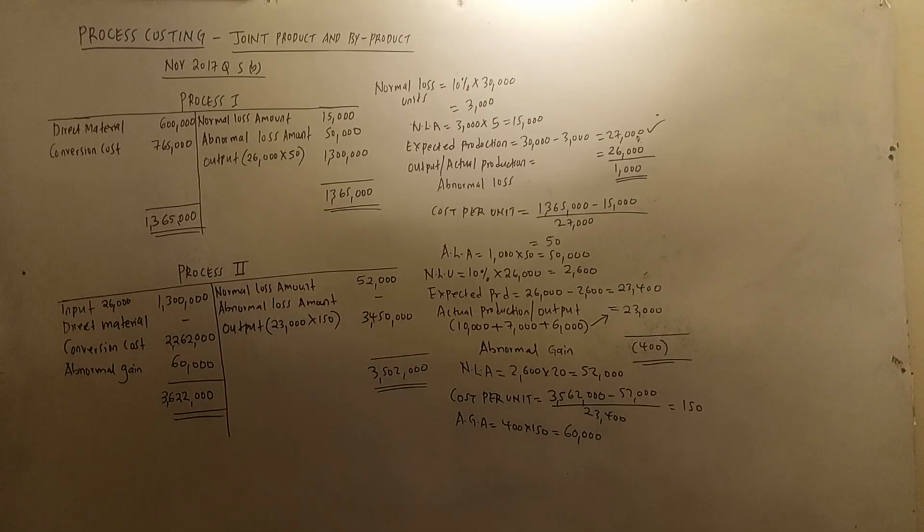Then 26,000 minus the answer, that is 23,400. Then minus 23,000. That is correct, so we get 400 as abnormal gain. 400 times 150, that is 60,000. So that one is fine. I don't know where we are getting it wrong.